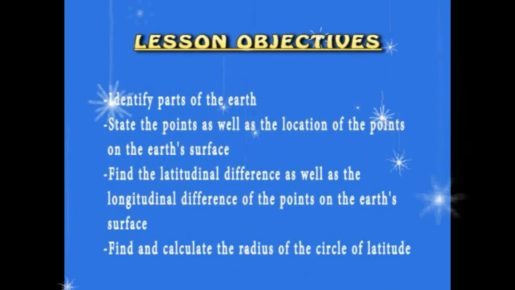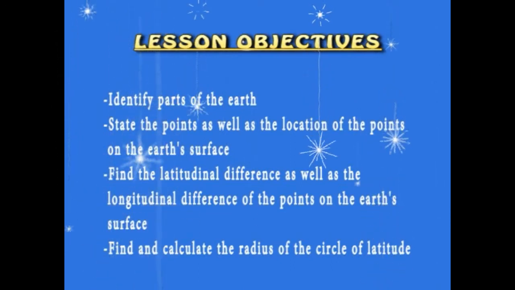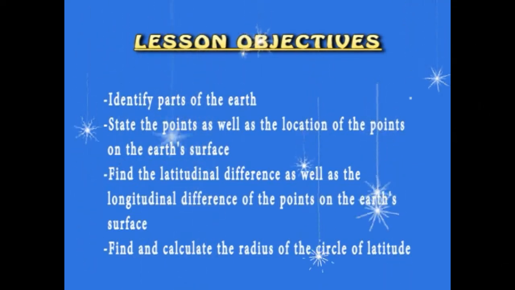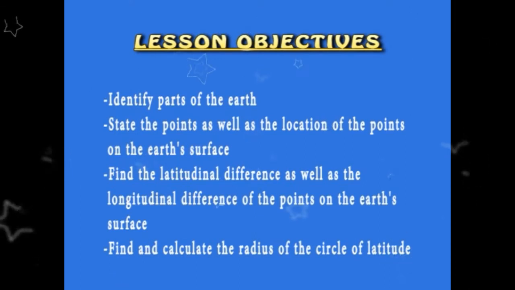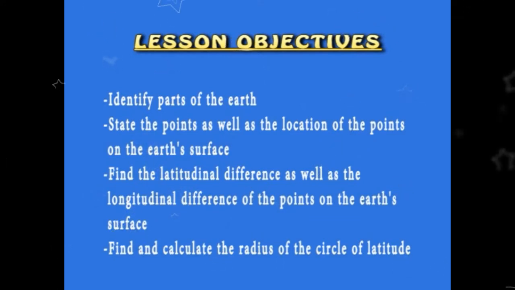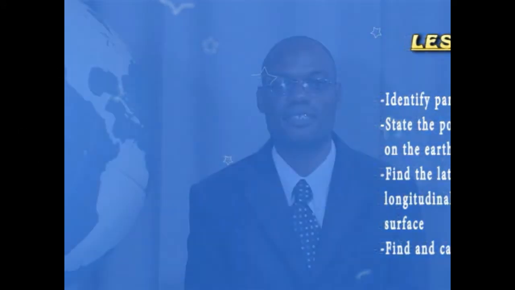Our mathematics lesson today is on earth geometry. At the end of the lesson, you should be able to identify the parts of the earth. You should be able to state the points as well as the location of the points on the earth's surface. Third, you should be able to find the latitudinal difference as well as the longitudinal difference of the points on the earth's surface. And lastly, you should be able to find and calculate the radius of the circle of latitude.